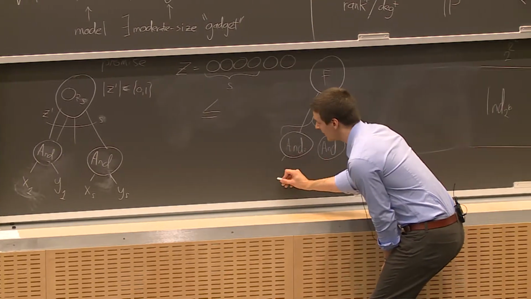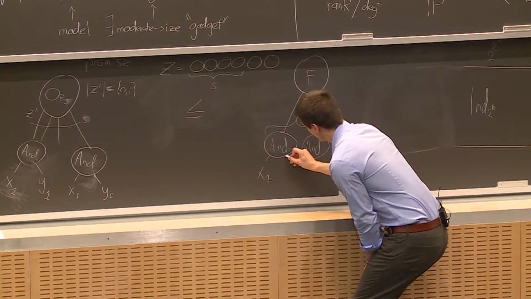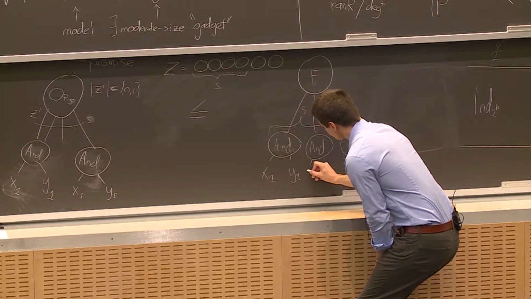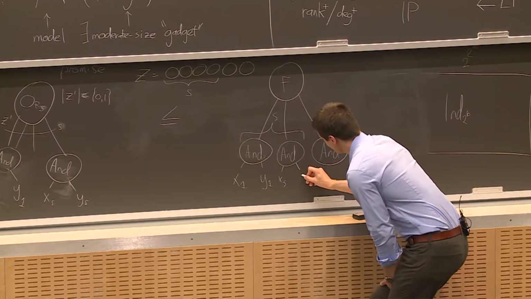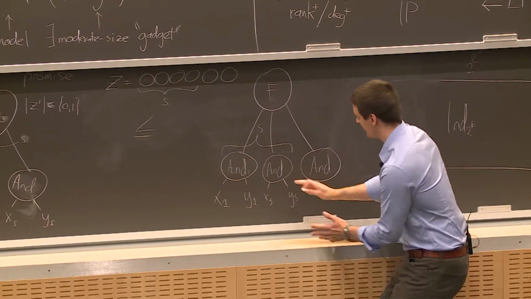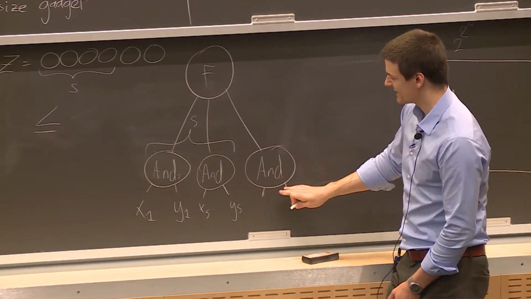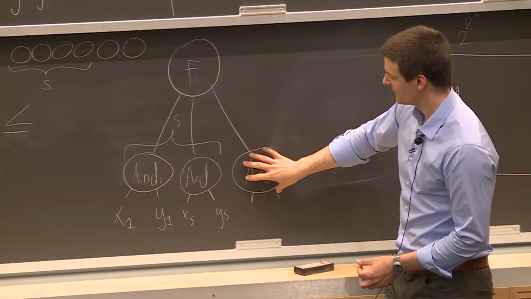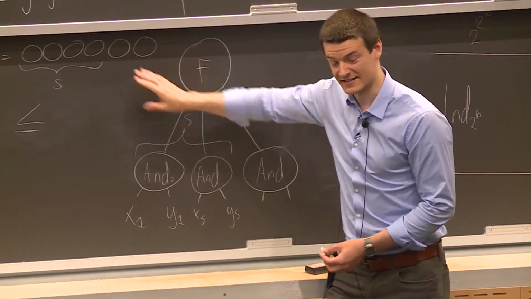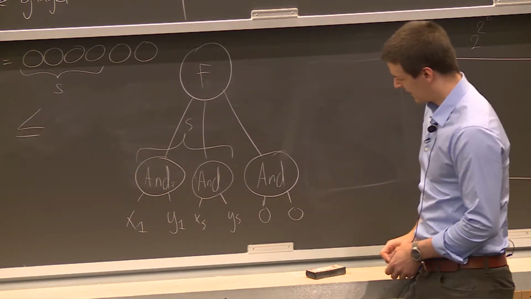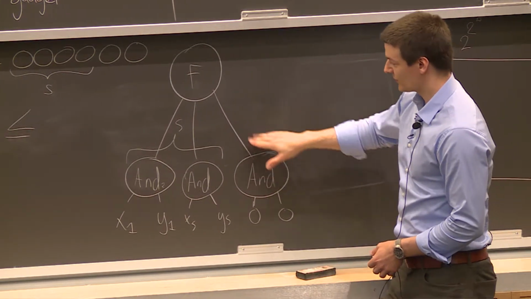So x1, y1, xs, ys. Just copy them. And also I need to hard-code some bits for these coordinates that are not sensitive. So I've just put in zeros here, which cause the gadgets to also output zeros.